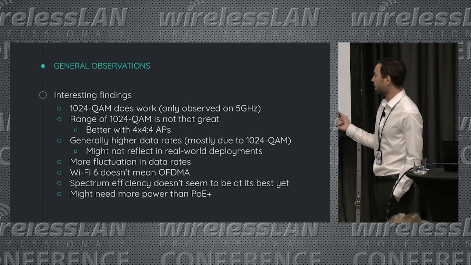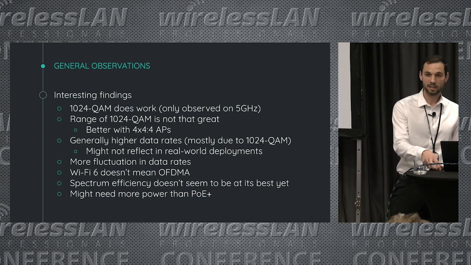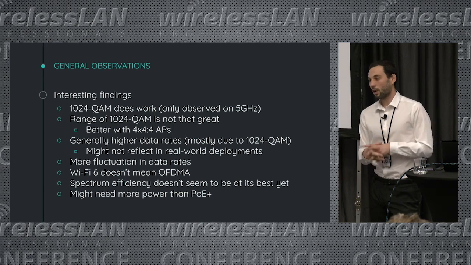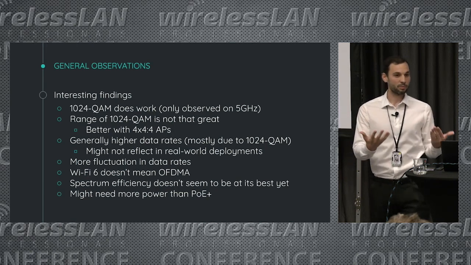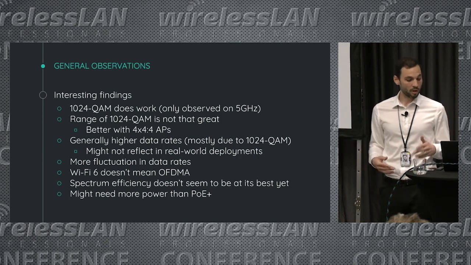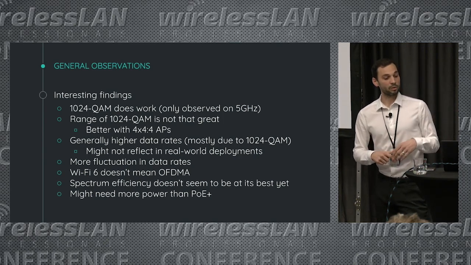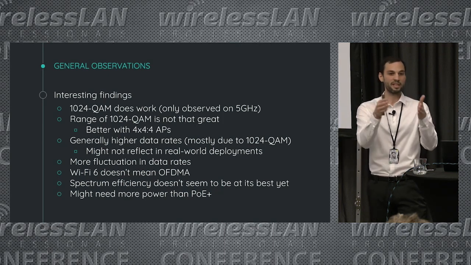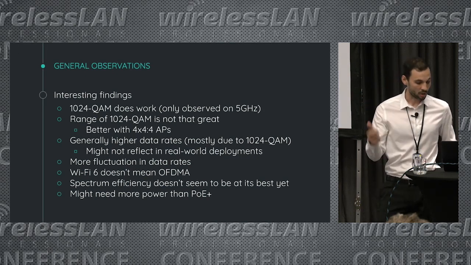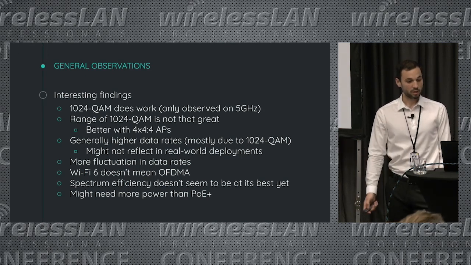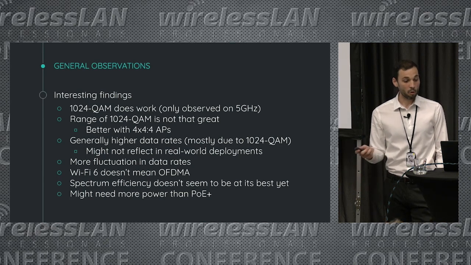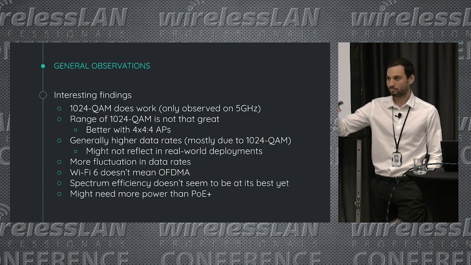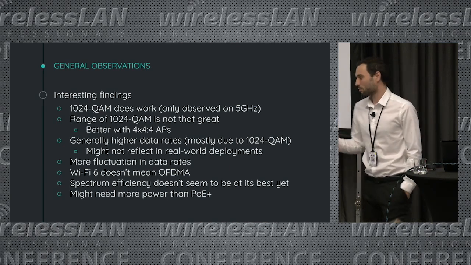Spectrum efficiency doesn't seem to be at its best yet. So what I mean by this is the fact of reducing the subcarriers. The idea behind that was to better use the spectrum we have available, the 20 megahertz or whatsoever. But in the iPerf test I didn't really see any increase in throughput when I was testing the same size between AC and AX. So I'm guessing this will improve as we start seeing more and more Wi-Fi 6 devices. You might need more power than PoE+. It happened to me too with one AP, especially if you have 8 streams, like the 8x8. You might need more power than PoE.